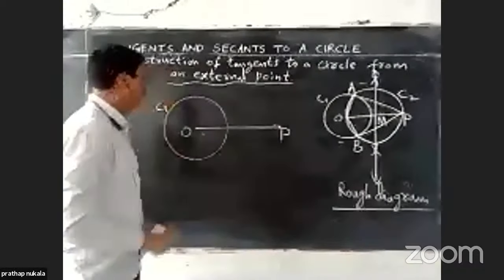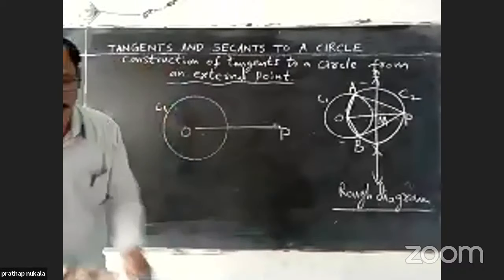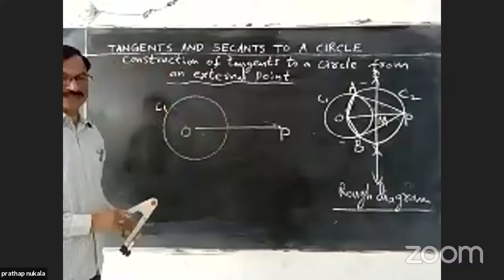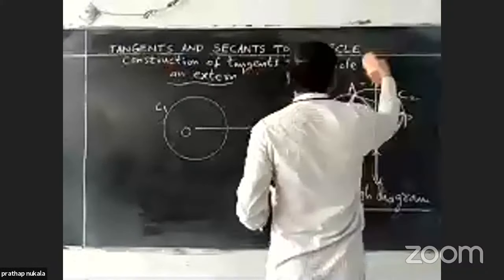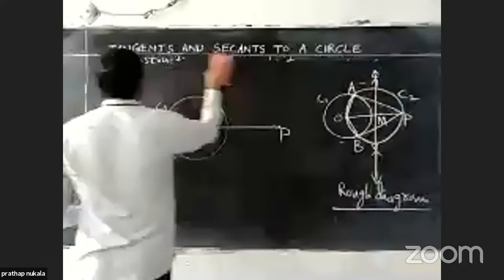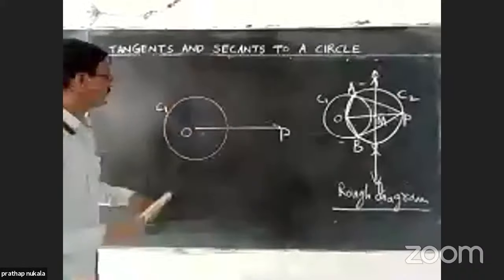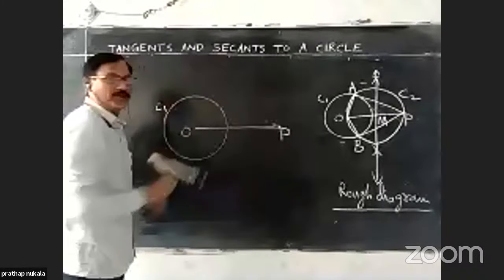Okay. Join O and P with the help of a ruler. Now we are going to draw the perpendicular bisector of the line segment OP. Now taking more than half of the distance OP.